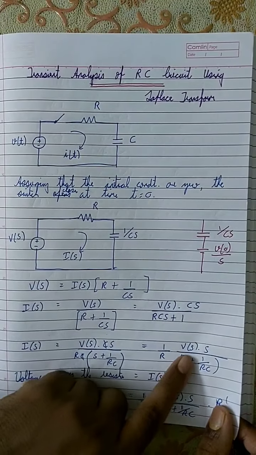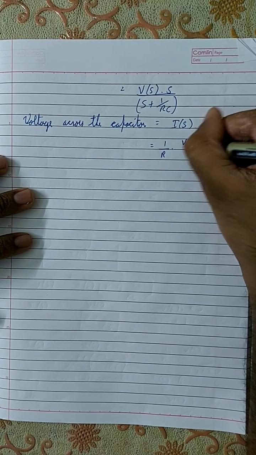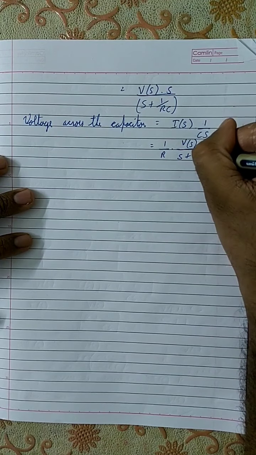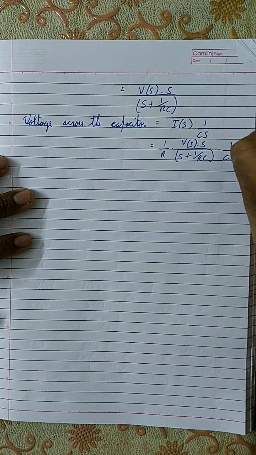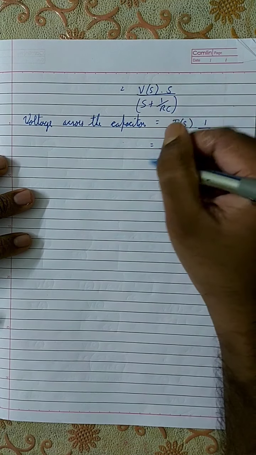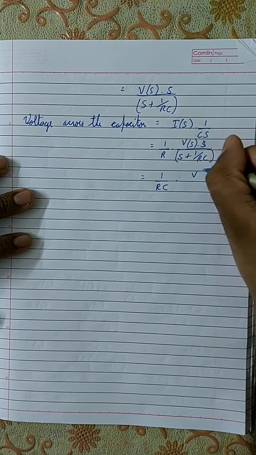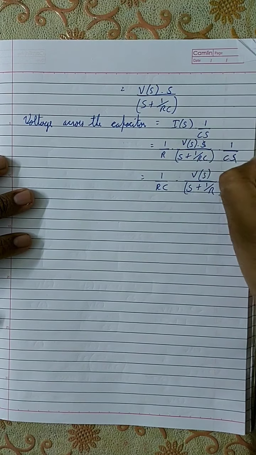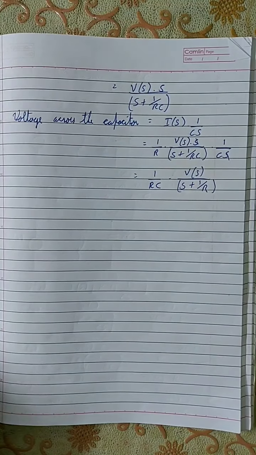And we all know the equation for I of S: it is 1 by R into V of S into S by S plus 1 by RC, into 1 by CS. If you look over here, this S and this S will cancel each other, and you will get 1 by RC into V of S by S plus 1 by RC. This is the voltage across the capacitor.